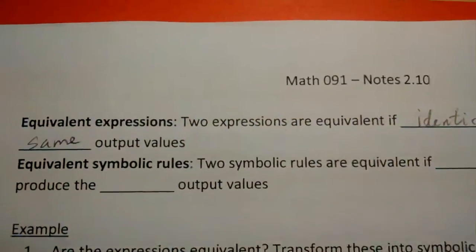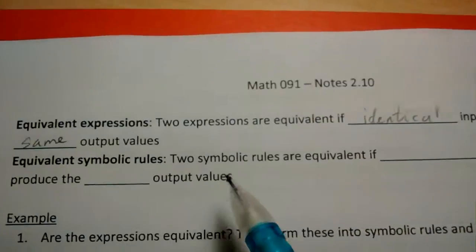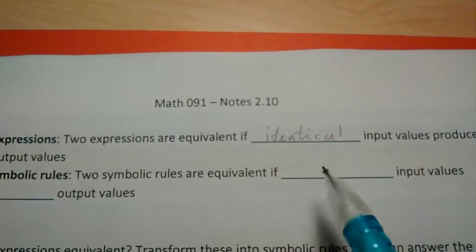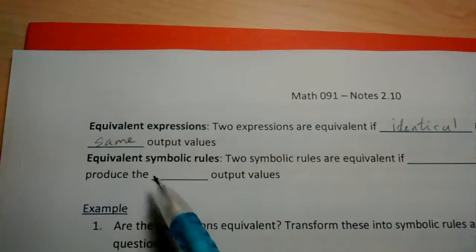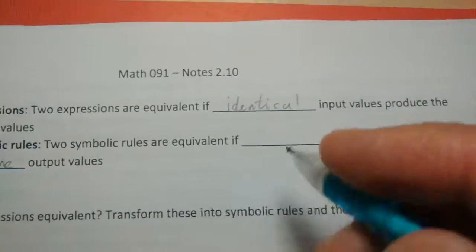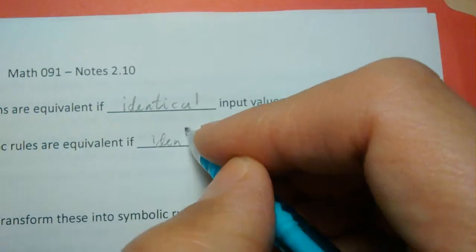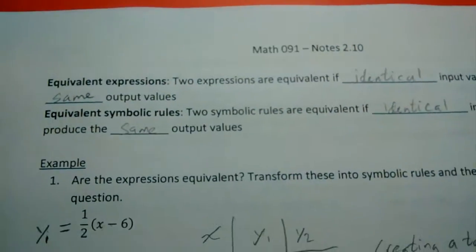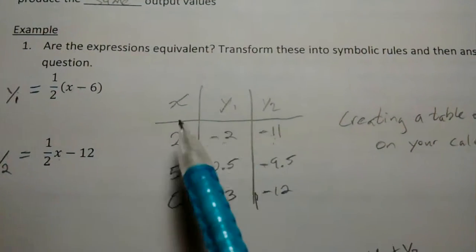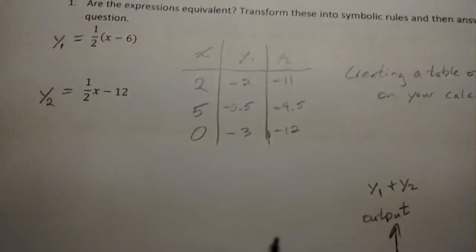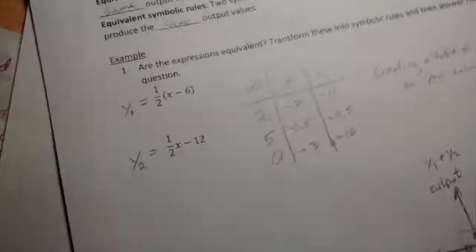Neglected to give you the fill in the blanks here for this equivalent symbolic rules definition, but it's the same. Two symbolic rules are equivalent if identical input values produce the same output values. So again, identical input values producing the same output values. So these again are not equivalent. So let's go on to the next example here.